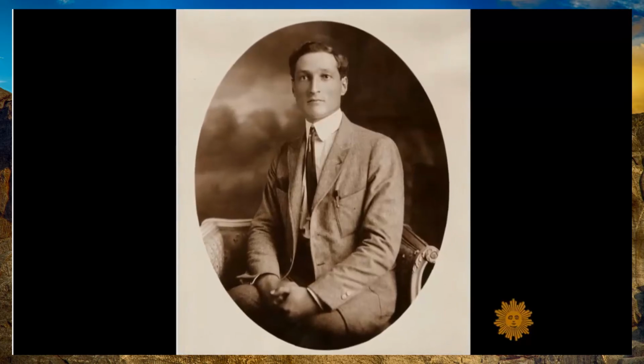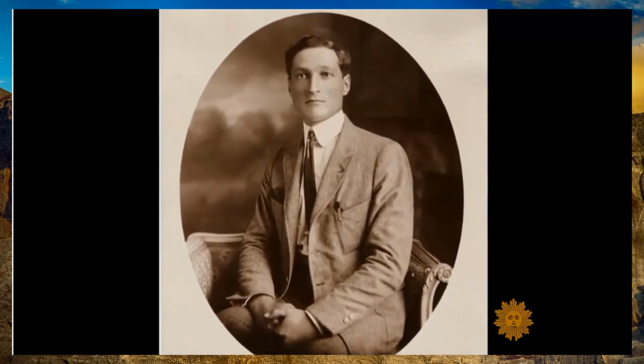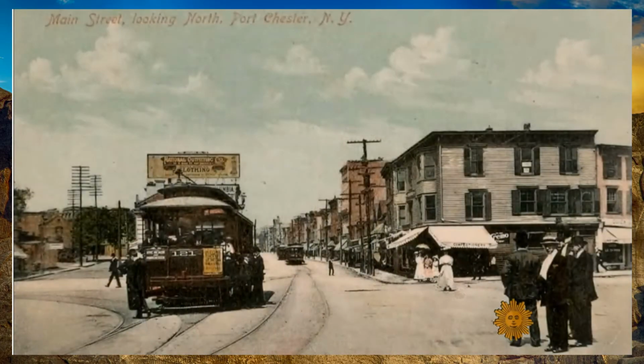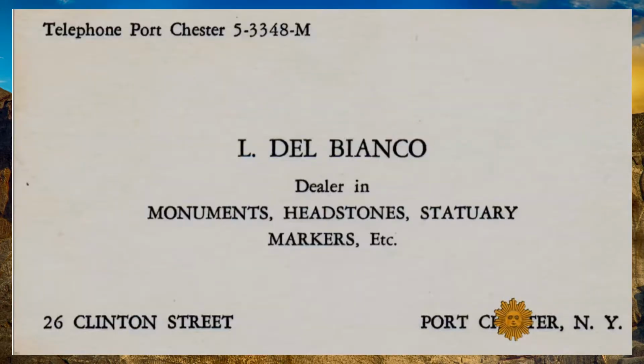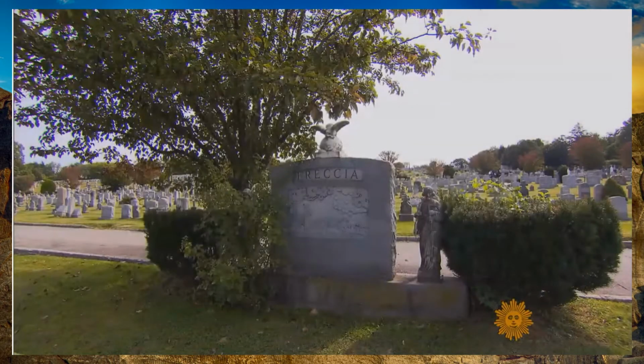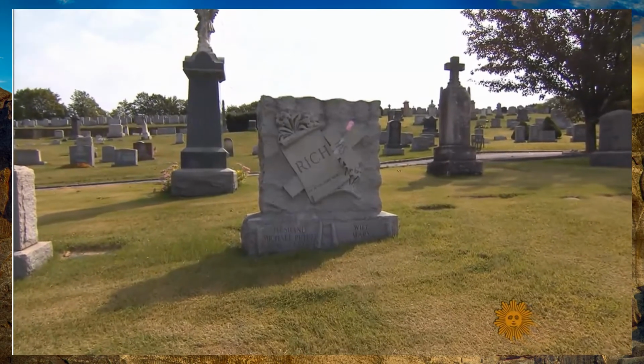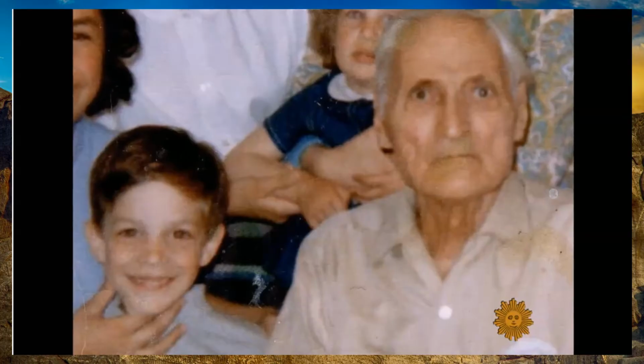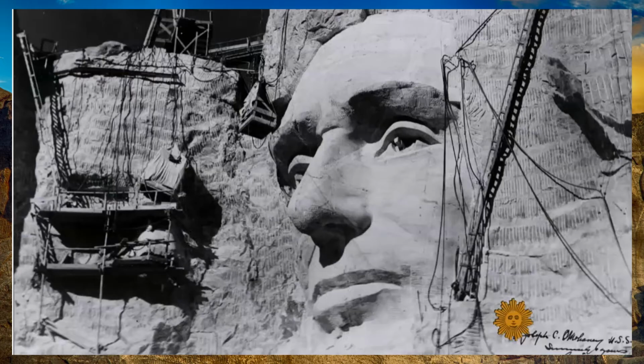Trained in Italy as a stone carver, Luigi del Bianco came to America in 1908 at the age of 16, settling eventually in Port Chester, New York, where he opened a business. So in Port Chester, New York, there are headstones carved by the same man who did Rushmore? Yeah, and I can't tell you how many times an older person in town would say, "Can you believe it? The man who carved the president's faces carved my mother's headstone." Unbelievable. Lou Del Bianco grew up knowing all about his grandfather's special role at Rushmore.